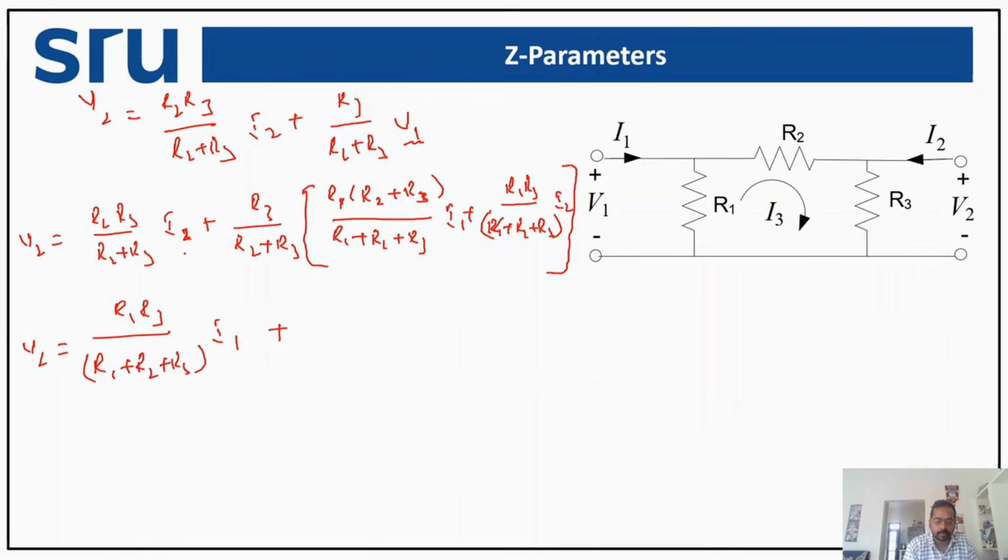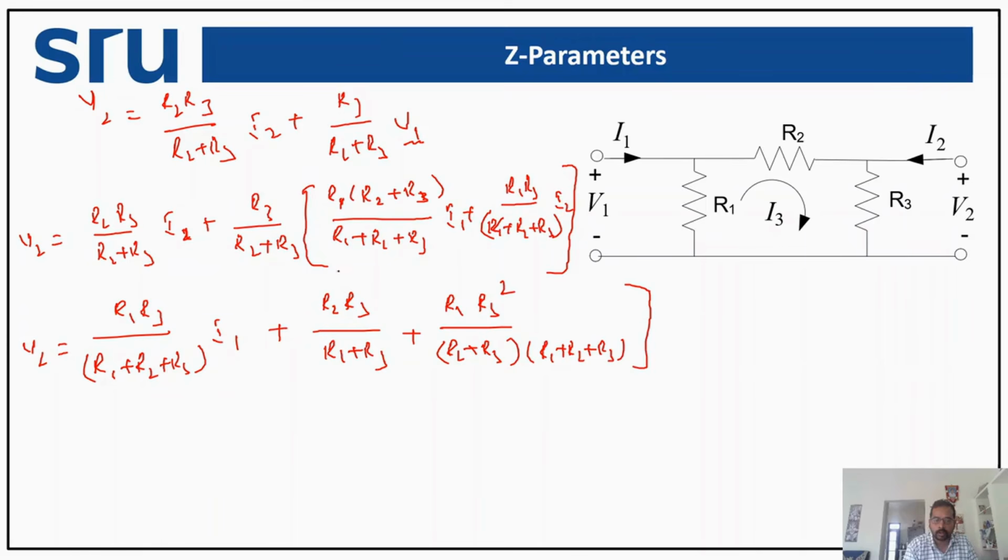let us take this I2 as common. So what we are going to get? R2 R3 divided by R2 plus R3 plus R1 R3 square divided by R2 plus R3 into R1 plus R2 plus R3. This completely multiplied with I2. So if you observe here, we got the equation V2 in terms of I1 and I2. And this is the value for our Z21, which is similar to the previous one. And this is also equal to Z12.